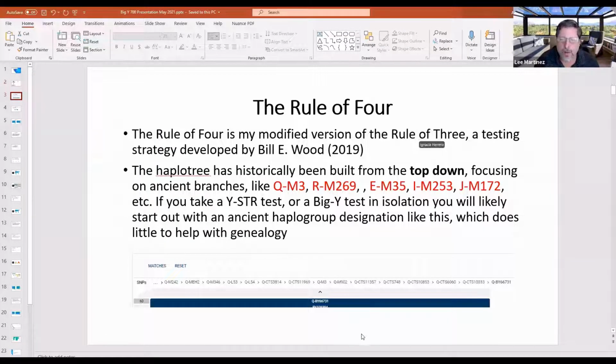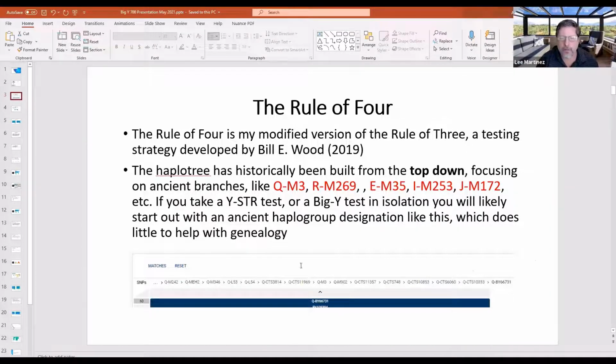So I want to start by introducing what I call the rule of 4. It's a modified version of the rule of 3. The rule of 3 is probably what it's more known for, a testing strategy developed by Bill E. Wood. So this is really everything I'm showing you today. Bill has been espousing it for years, and this is kind of my take on it, and how I leverage it for my situation, my reality.